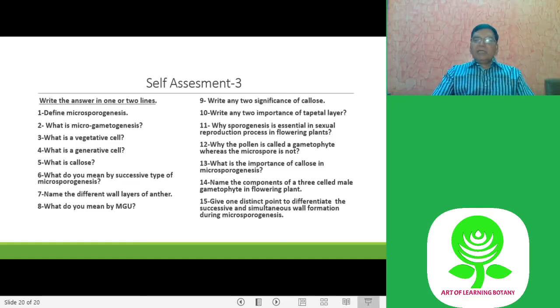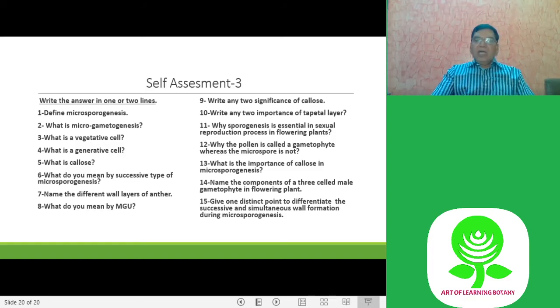Write any two significances of callose. Callose helps in protecting the microspore mother cells from clumping and protects from dehydration. You can write that it protects from the harmful effect of hormones, and also it checks male sterility development. Now, what are two important functions of the tapetal layer? It produces degradative products, helps in formation of pollen wall materials and sporopollenin, and produces callase, that is an enzyme to degrade the callose.